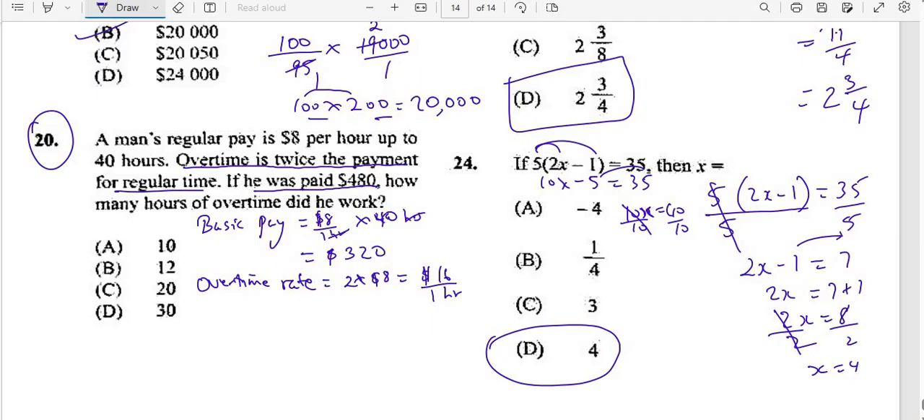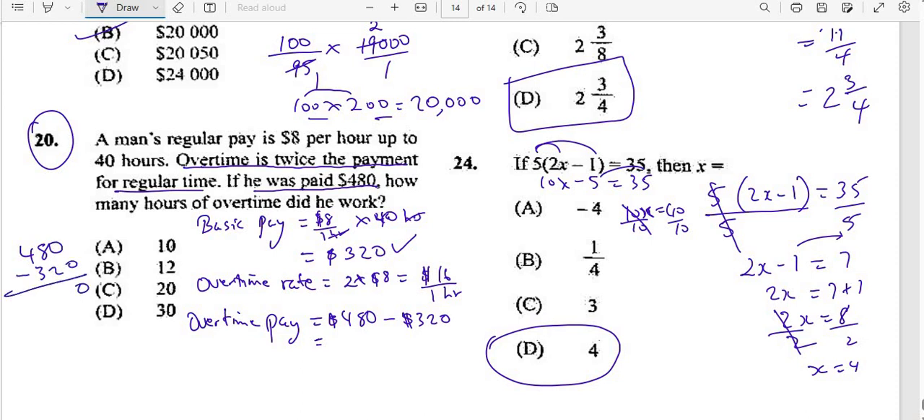If he was paid $480, what was the overtime pay? Well, we know he got $480, right? He got $480. And $320 of that will be the basic pay, the amount he worked for. That does not include overtime, which is going to be $320. And so when we subtract these, find the difference, we get the amount he got paid for working overtime. So that's 480 minus 320, and that gives us 160. So he would have gotten $160 in overtime.